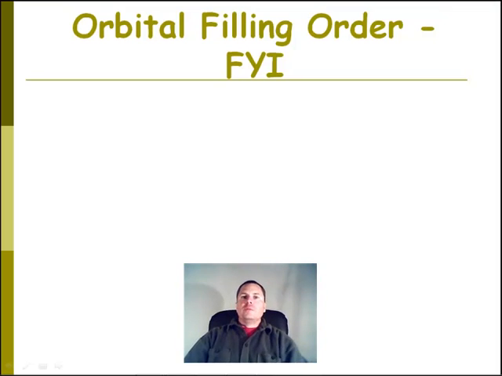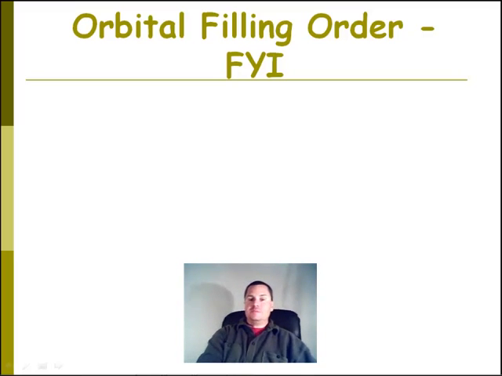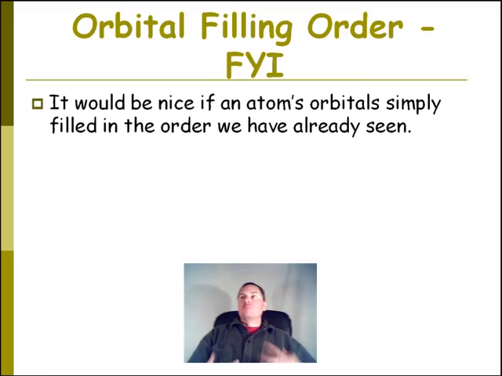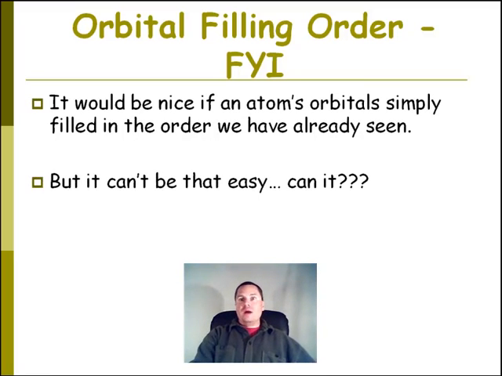Alright, so far we've learned the basic pattern. We start with the first quantum level, 1s, then go to 2s, then 2p, 3s, and it'd be great if it kept on this simple pattern. But the problem is it doesn't keep on this pattern. It gets more complicated. It just can't be that easy. Why? Because it's chemistry and things aren't that easy.